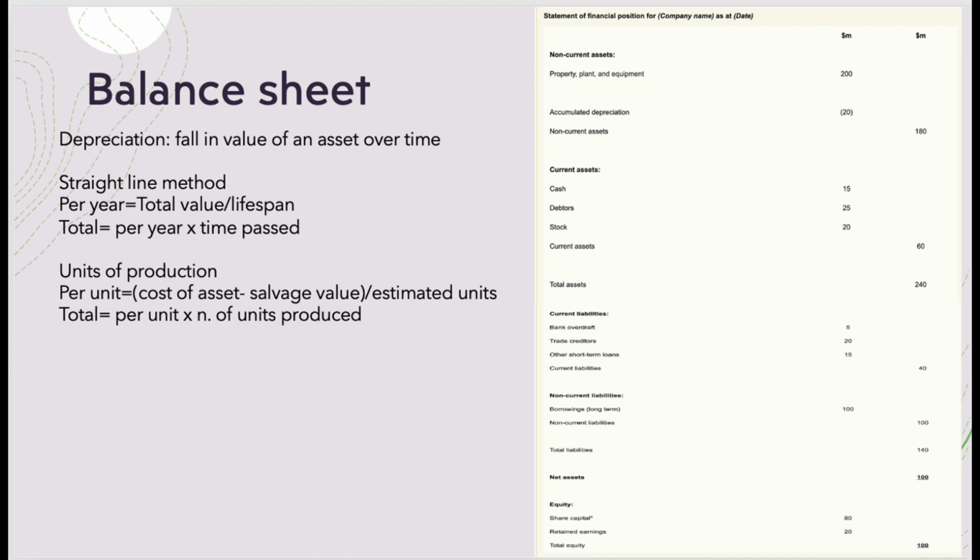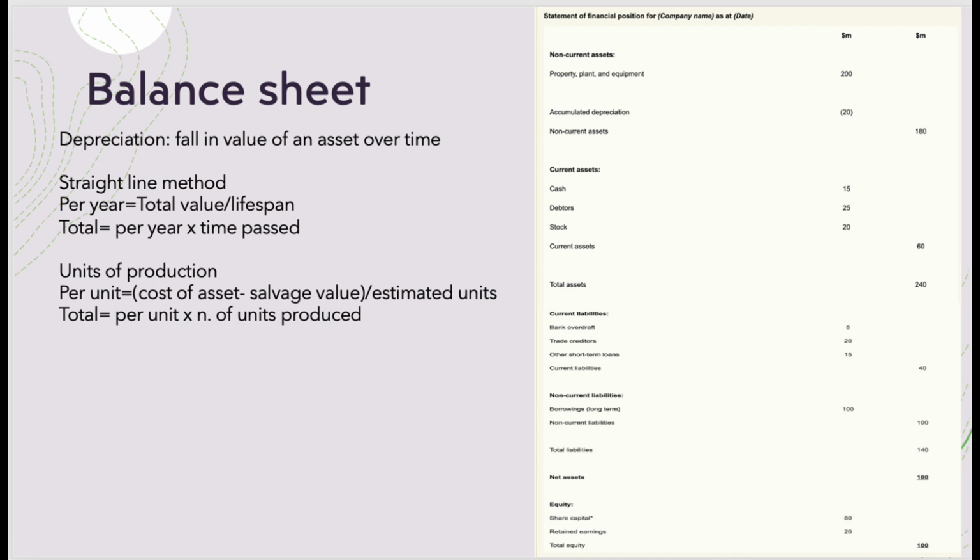Now, as I mentioned, in the balance sheet, you might account for depreciation. Depreciation is the fall in value of an asset over time. There's two ways of calculating depreciation. There's the straight line method, which is when an item falls by the same value every year. Let's say a car bought for 30k has a 5-year lifespan. That means that it depreciates by 6,000 every year.